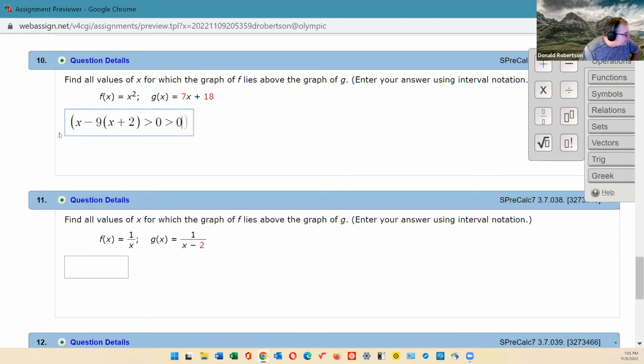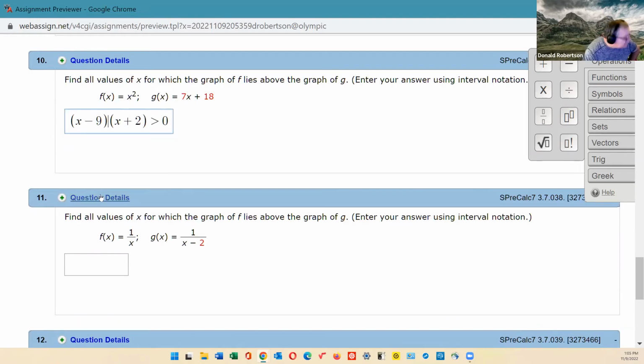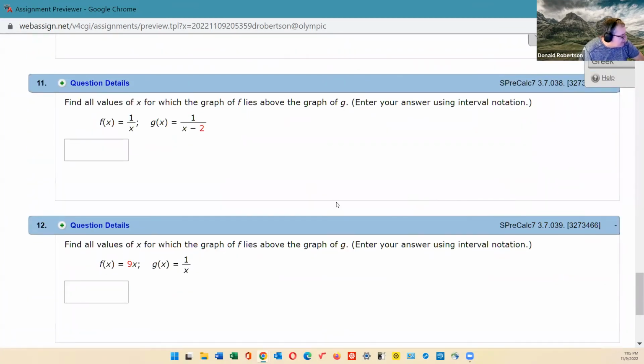I've got too many greater-thans in here. There we go. So can you see that the original question and what you end up solving, you have to adapt, right? You have to take that information and say, oh, if f is bigger than g, that means x squared has to be bigger than 7x plus 18. And then you do what you need to do after that. Now, question 11 is essentially the same question.